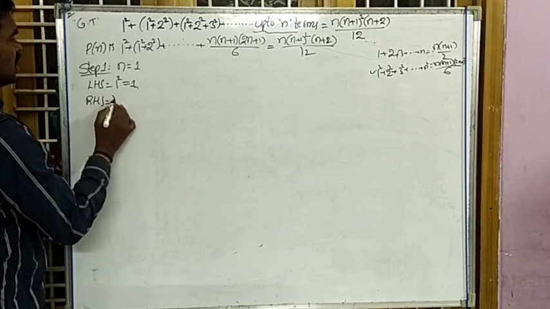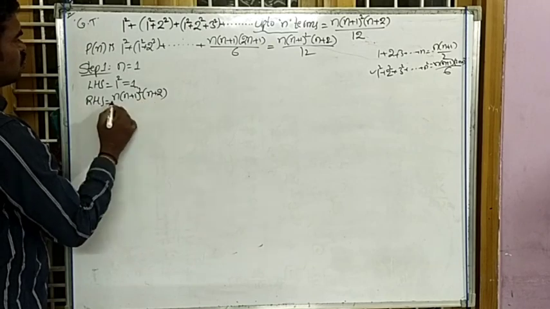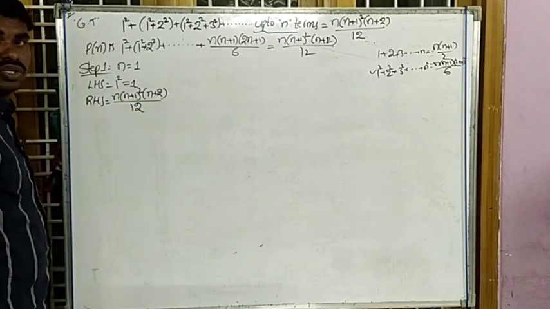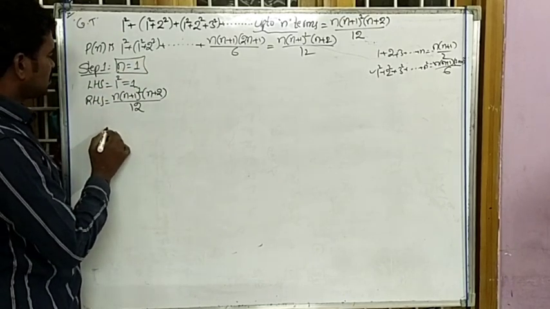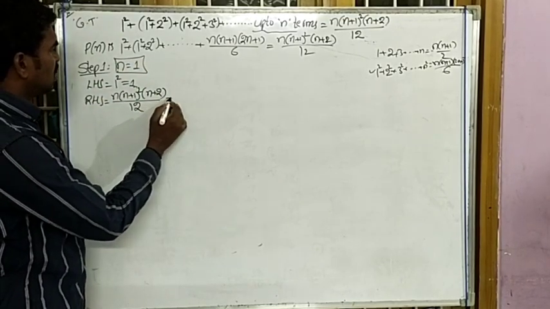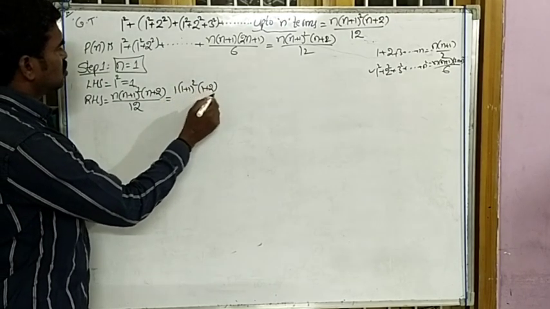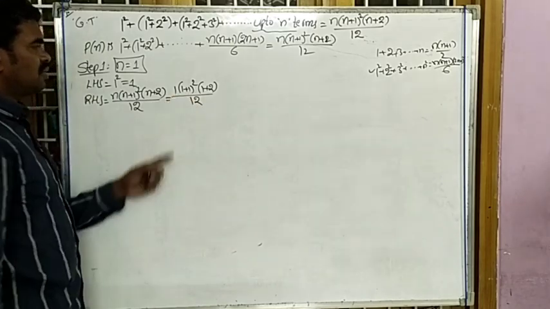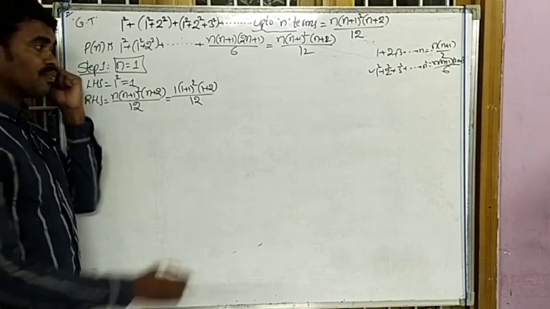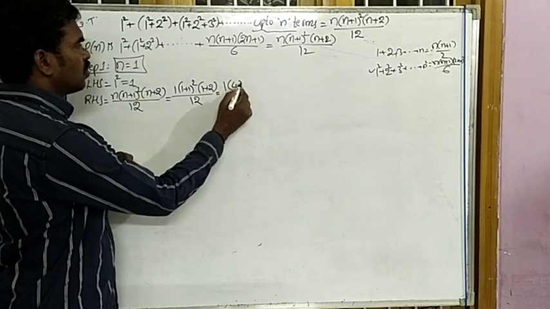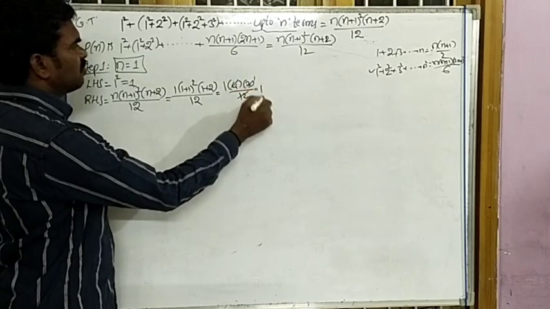RHS is n into (n plus 1) whole square into (n plus 2) by 12. Here we are taking n equal to 1, so substitute. By substituting n equal to 1, we get 1 into (1 plus 1) whole square into (1 plus 2) by 12. How much is (1 plus 1) whole square? 1 plus 1 means 2, 2 square means 4. 1 into 4 into (1 plus 3)... 4 ones are 4, 4 threes are 12, 3 ones are 3. What we are getting? 1.